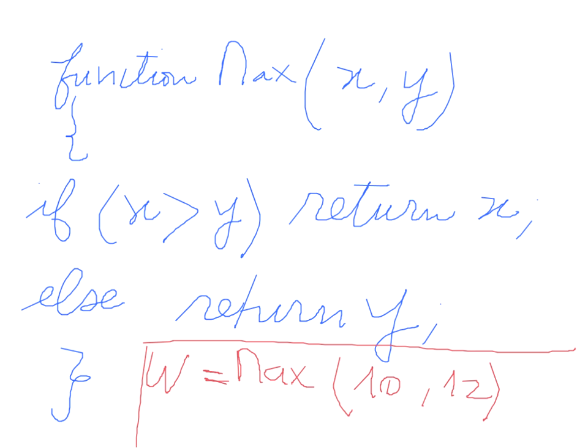If I write z = max(3, 2), in this case the value of z will be 3 and the function max returns 3. So the output of this function will be 3. Is it clear?